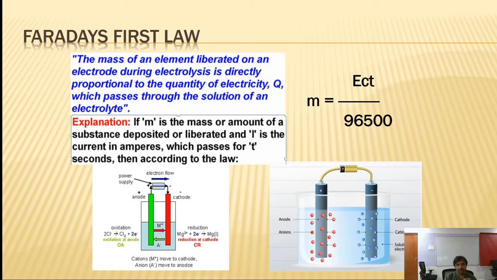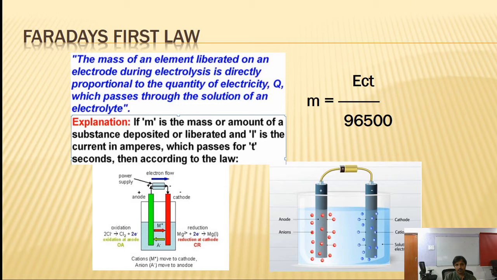Here, if m is the mass of the substance deposited or liberated, C is the current in amperes passing for time t seconds, then according to this law, the amount of substance deposited at the electrode is directly proportional to the current supplied, where E by 96500 is a proportionality constant, and this E is nothing but the chemical equivalent.